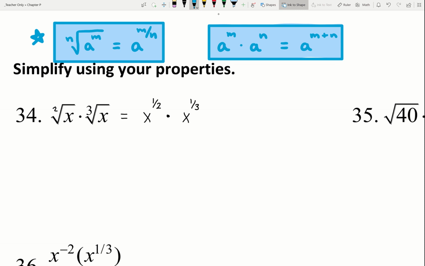What we're going to do then is we're going to use the second property, where we're saying that if we multiply like bases, then we add those exponents.